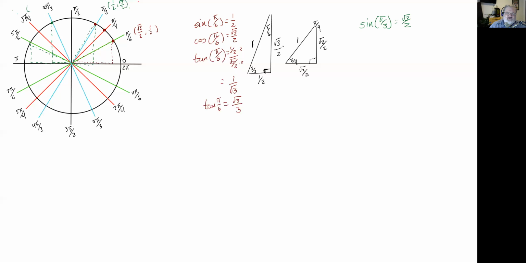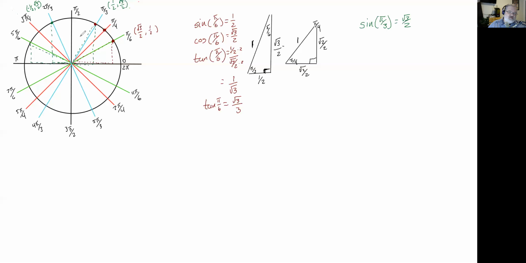So again, at this 2 pi over 3, the x length here is going to be that short side. The only difference is it's going to be negative because we're in quadrant 2. The y value is still going to be that square root of 3 over 2. So that's the coordinates of that point.